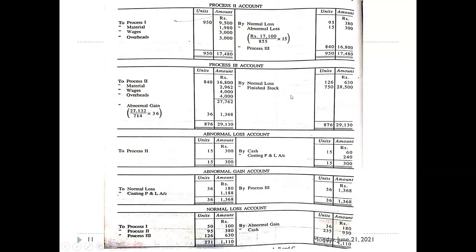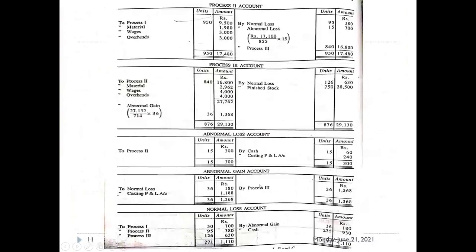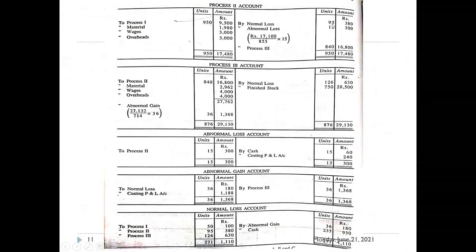And lastly, the normal loss. In process 1, process 2, and process 3, in all the process accounts, there will be a normal loss. So normal loss in credit side. Normal loss account debit to process 1 account, to process 2 account, to process 3 account. That means in normal loss account, debit side. So you see 50 and 100. Here 95 and 380 and 180. In process 3, 126 and 360. Again you see, is there any normal loss? Yes, this one. It is again adjusted against abnormal gain. So it will be in credit side by abnormal gain account.